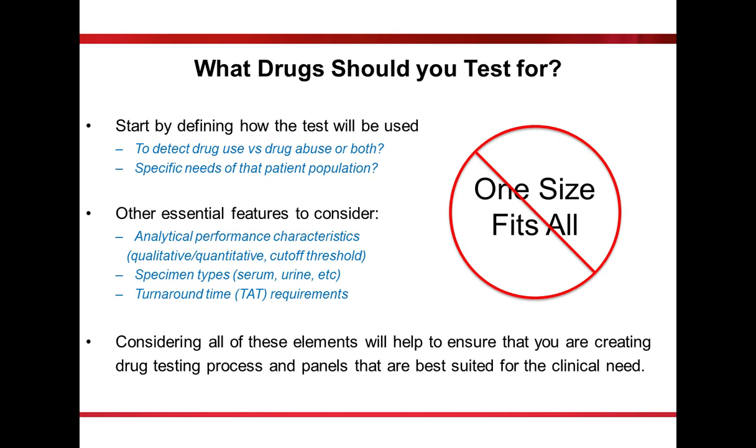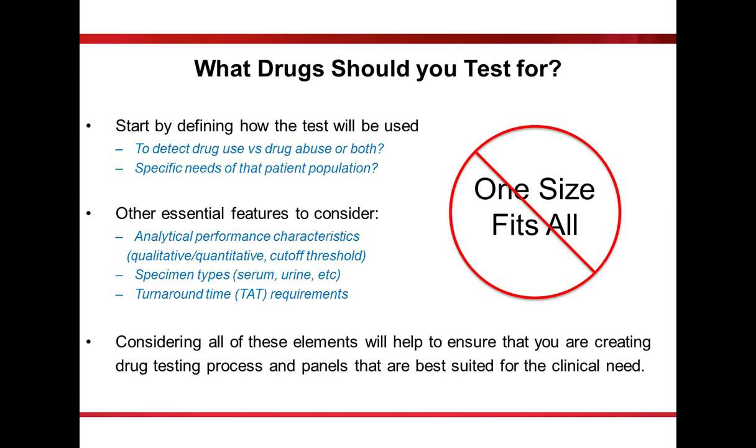Is a qualitative result sufficient, or does it need to be quantitative? What threshold should you use? Do you need higher or lower cutoffs? What specimen types do you want to accept? Serum, urine, etc. In some patient populations, such as those that have, let's say, kidney disorder, they may not be able to produce a urine sample as easily. So you'd also want to have a serum version of the same panel available.